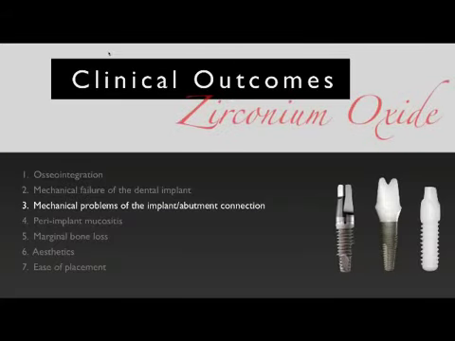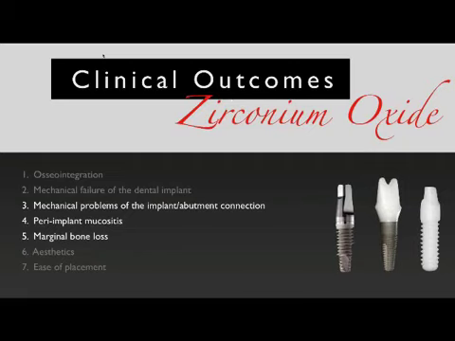The next clinical outcome, I bunched these together. The mechanical problems with the implant, abutment connection, the peri-implant mucositis, and the marginal bone loss, in my opinion, happen a lot, A, because of stress on the system, which we're mitigating with correct treatment planning and with, again, the correct application of the number and position of these implants.